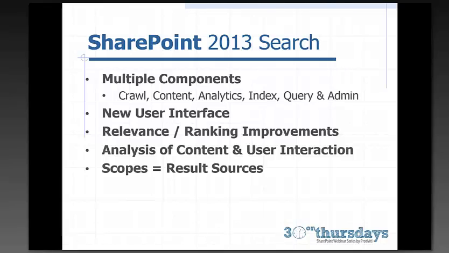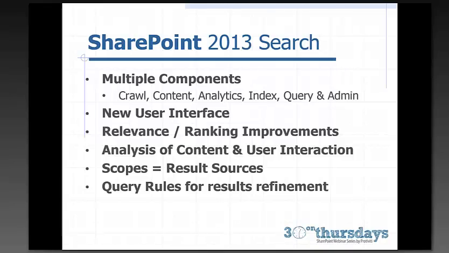Scopes that we used to have in 2010 and previous are now result sources, because realistically that's what they were. It's just a name change, but it also means we have better tooling to be able to create those result sources. Query rules we can use for results refinement. So as we start to look through relevance and ranking and sorting, we're going to look at query rules for actually refining the results. Often before the end user even performs a search, we will have predefined the results. We may have a result source that's crawling content, I suppose segmenting the content from the content source and using query rules to define that one.